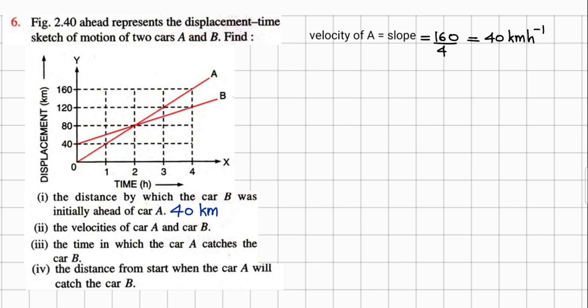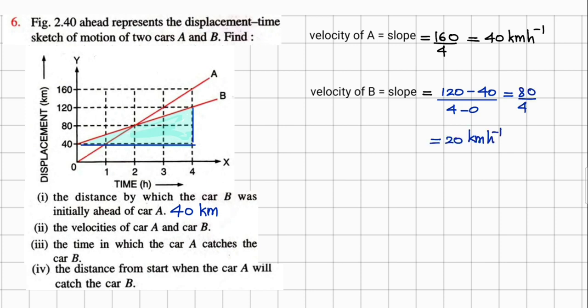Similarly, velocity of B, for that I have shaded the region. Have a look carefully. So that will be height, that is 120 minus 40 upon 4 minus 0, that is 20 kilometers per hour.